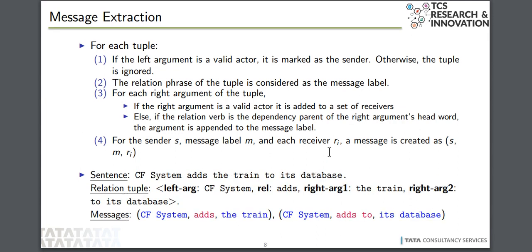Similarly, for another example, if we see here, the CF system adds the train to its database. We again have the left argument as CF system, the relation as adds, and two right arguments, the train and its database. Now in this case, both the right arguments are valid actors, and hence two messages get created. The CF system adds the train and the CF system adds to its database.